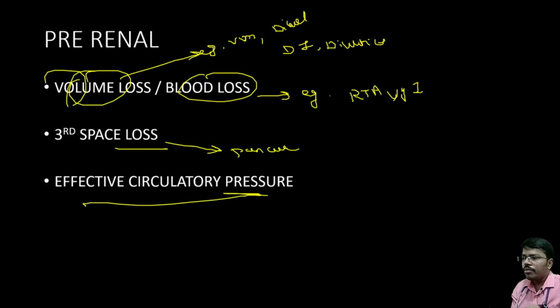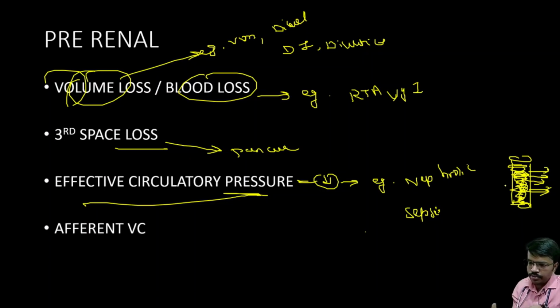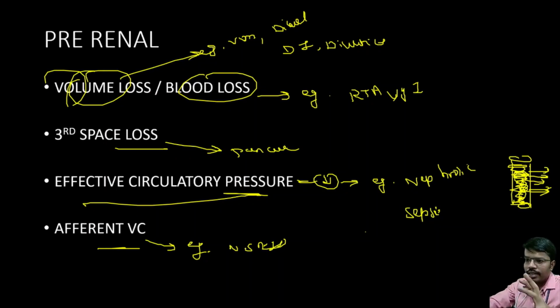and a decrease in effective circulatory volume, as in nephrotic syndrome, sepsis. Why nephrotic syndrome? Because in nephrotic syndrome there is no albumin within the blood vessel, because it is lost in the urine. So all the fluid goes into the interstitial space, so the effective circulatory volume is less. Because of this, the patient might have a pre-renal type of injury to the kidneys. Afferent vasoconstriction in the form of drugs like NSAIDs. These are all the major etiologies in the pre-renal category.